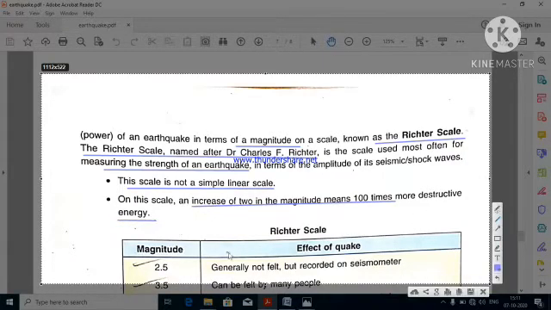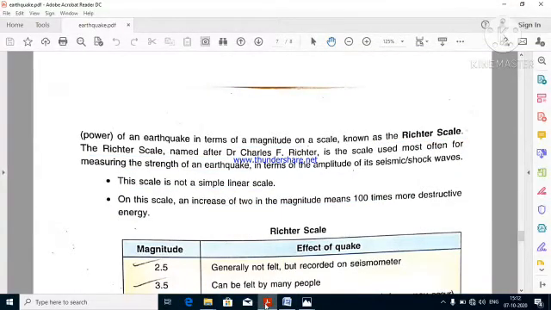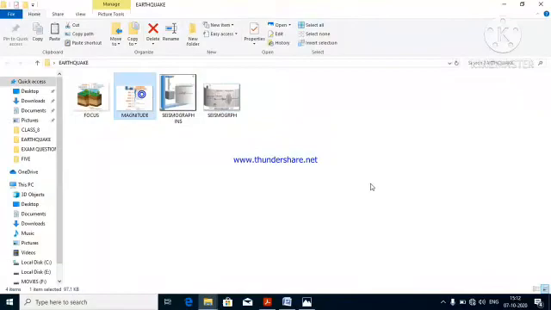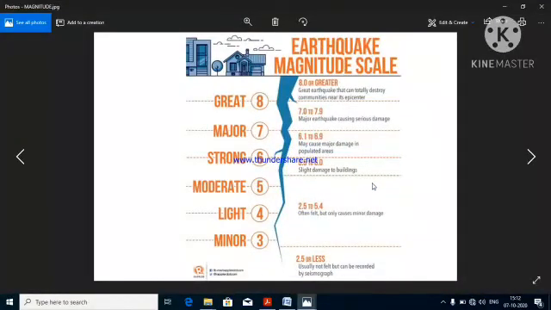Let us see the earthquake magnitude scale. If an earthquake is 8 or greater, it is a great earthquake that can totally destroy the communities near its epicenter. Next, if the magnitude is 7.0 to 7.9, major earthquakes causing serious damage. If it is 6.1 to 6.9, it may cause major damage in populated areas.